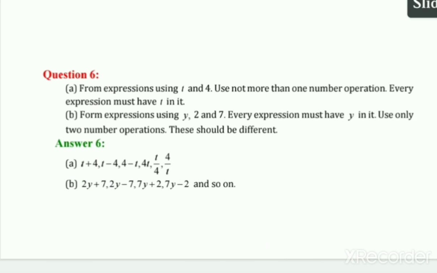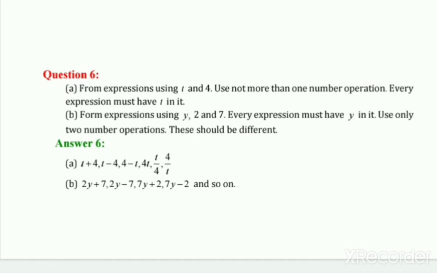Okay, moving to the last question of this exercise. Question number 6. Form expressions using t and 4, use not more than one number operation. Every expression must have t in it. You have to use every expression like addition, subtraction, multiplication, division. So it will be t plus 4, t minus 4 for subtraction, or you can write 4 minus t, that is also for subtraction. 4t will be for multiplication. T by 4 will be for division, or 4 by t will also be for division. This way we have completed the many operations.